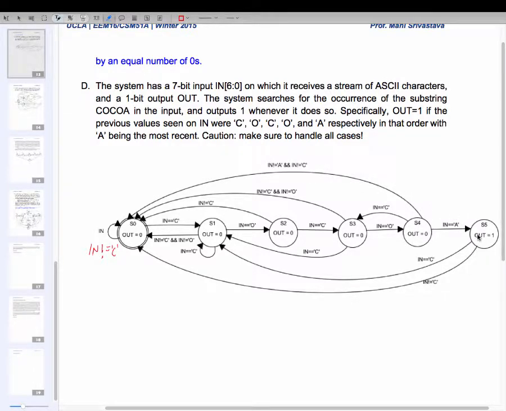And finally, once I have matched a COCOA, if I see a C, that could be the start of another COCOA, so I go back out here. Otherwise, I go back to the start state. So for every state, just think through all possibilities. How should you react to it?